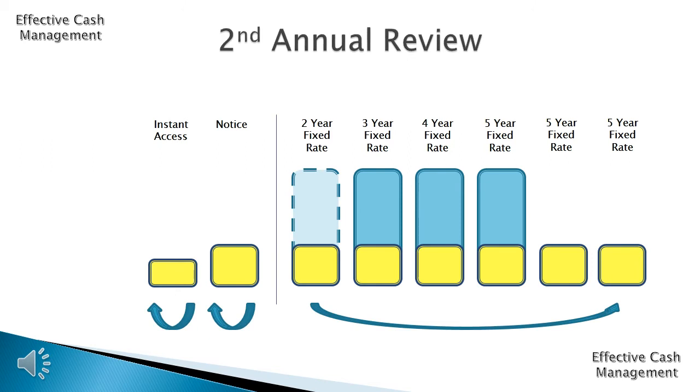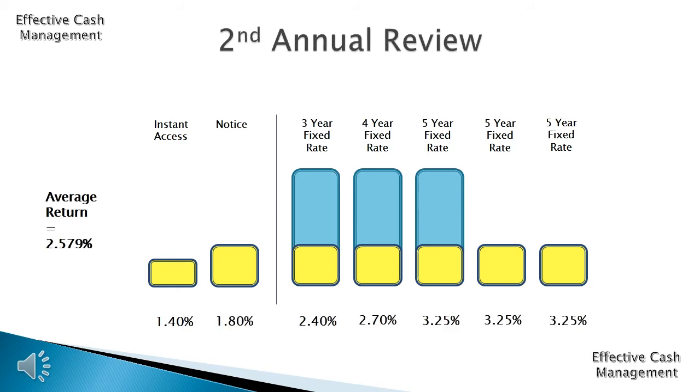Okay, and on the 2nd annual review we basically end up fulfilling the same behaviours as we did at the first review, and that is we recycle the instant access and notice accounts again just as they start to become dormant so that we find them with the best rates of return that are available at the time, and the 2 year fixed rate money rolls over again into a new 5 year fixed rate because now the 3 year fixed rate becomes your 1 year money, the 4 year your 2 year, so on and so forth.